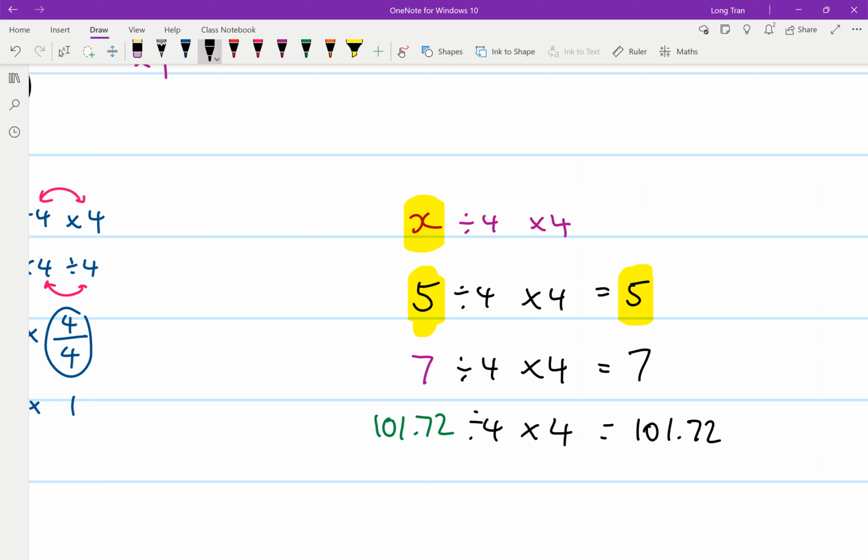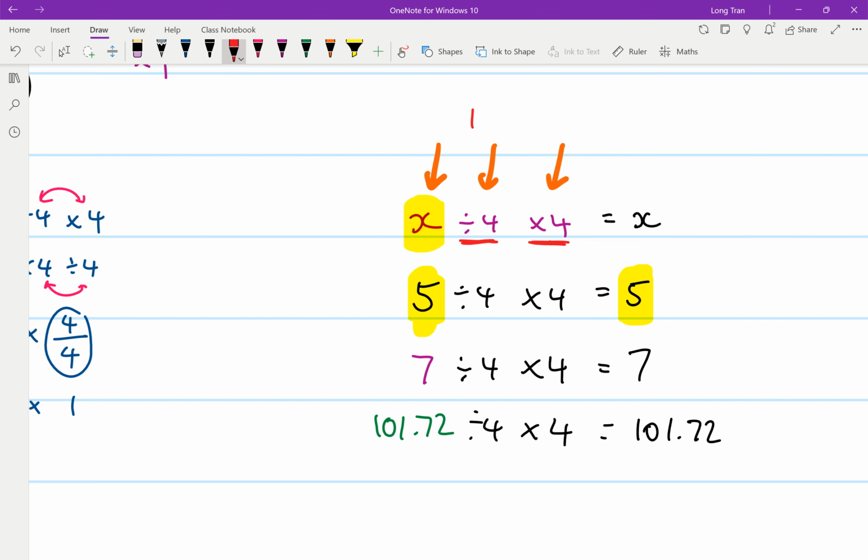And the reason why, and so if I asked you, what is x divided by 4 and then times 4? Well, hopefully you see the pattern is it's going to equal x. And you're wondering why this happens, because remember, if you divide by 4 and then you times by 4, you're just doing the opposite of what you're doing. It's like, I'm going to make it smaller and then I'm going to make it larger. I'm going to halve it and then I'm going to double it.